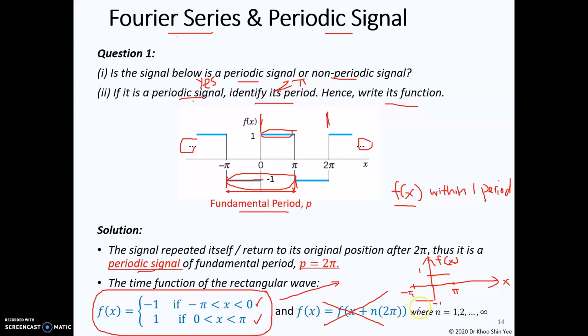So you see, this signal is only one cycle and it's not continuous. It does not repeat from negative infinity to infinity. Therefore, this is not a periodic signal. To make it repeat over time from negative infinity to infinity here, you must include this formula. So this formula says that the function f(x) will repeat itself for every 2 pi period.